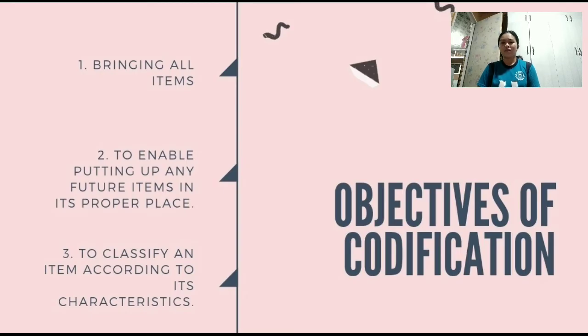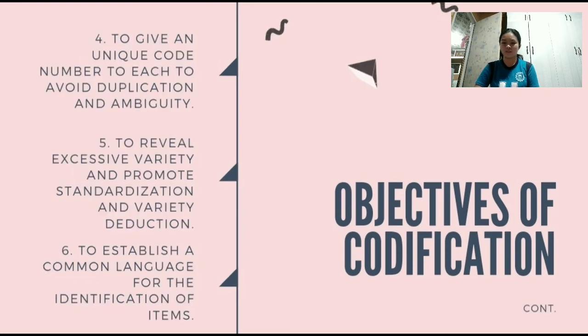There are 9 objectives of codification. First, bringing all the items into classification or group. Second, to enable putting any future items in their proper place. Third, to classify an item according to its characteristics. Fourth, to give a unique code number to each item and avoid duplication and ambiguity.